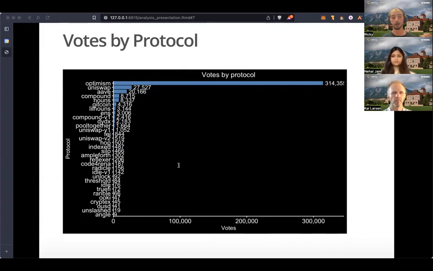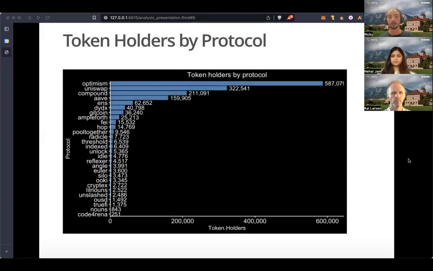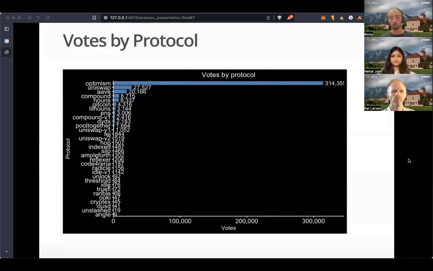So for example, if we go back here, we can see that Compound has over 211,000 token holders, but only 8,700 votes were ever actually recorded on-chain for these proposals, which is really low voting participation for the number of token holders for this project.